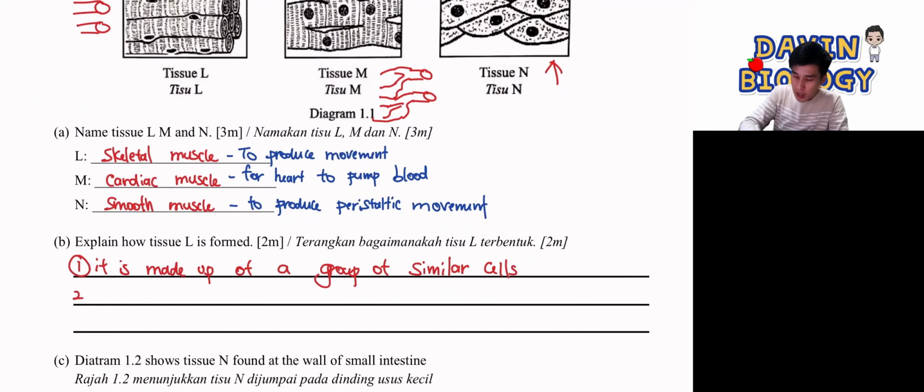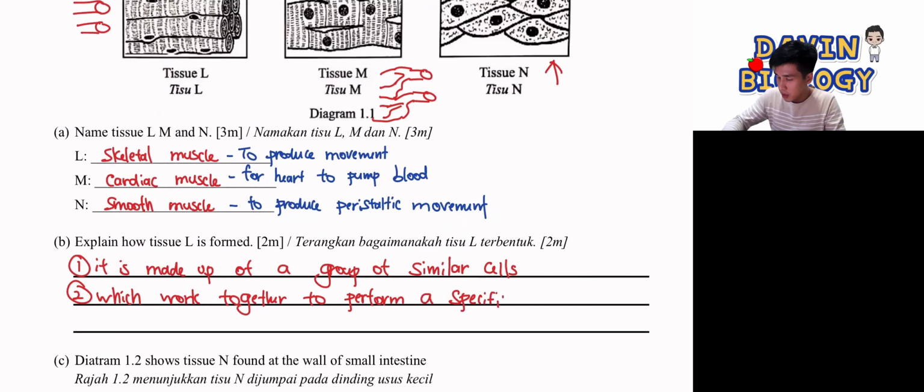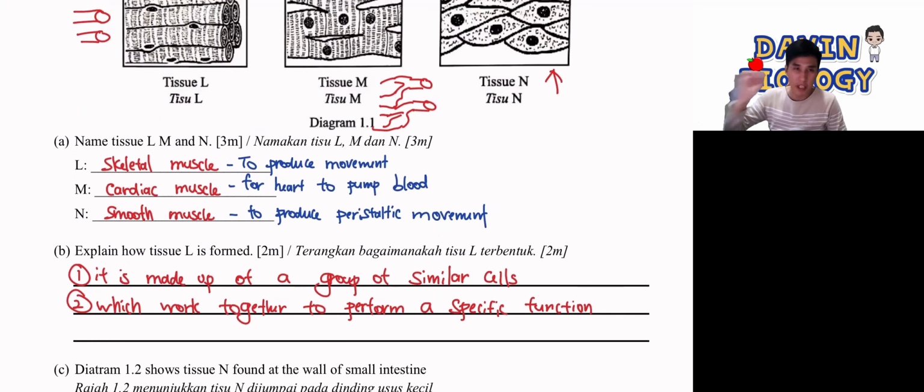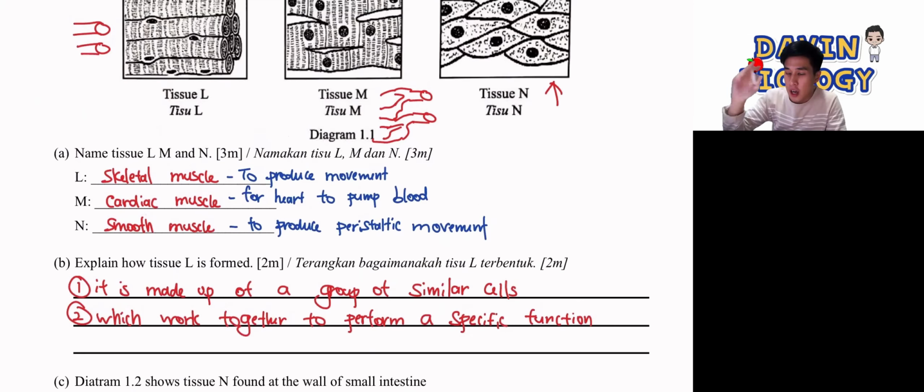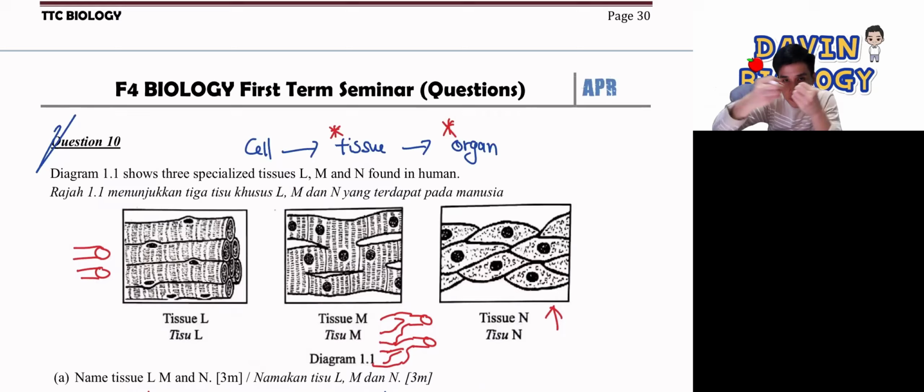which work together to perform a specific function. This one you don't need to write cell specialization. If they ask you like that, explain how a tissue is formed, use the definition to explain. But just now, cell specialization, not differentiation, is the process of cells forming tissue.